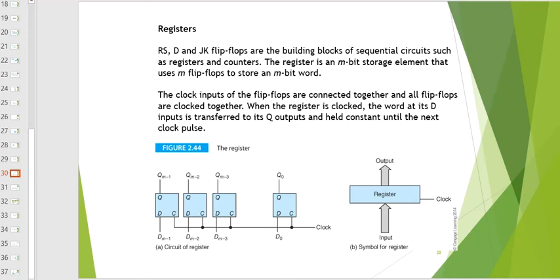Registers are made of flip-flops. So if you have a 32-bit register, you will need 32 flip-flops. If you have a 16-bit register, you will need 16 flip-flops because each flip-flop can only remember 1 bit.